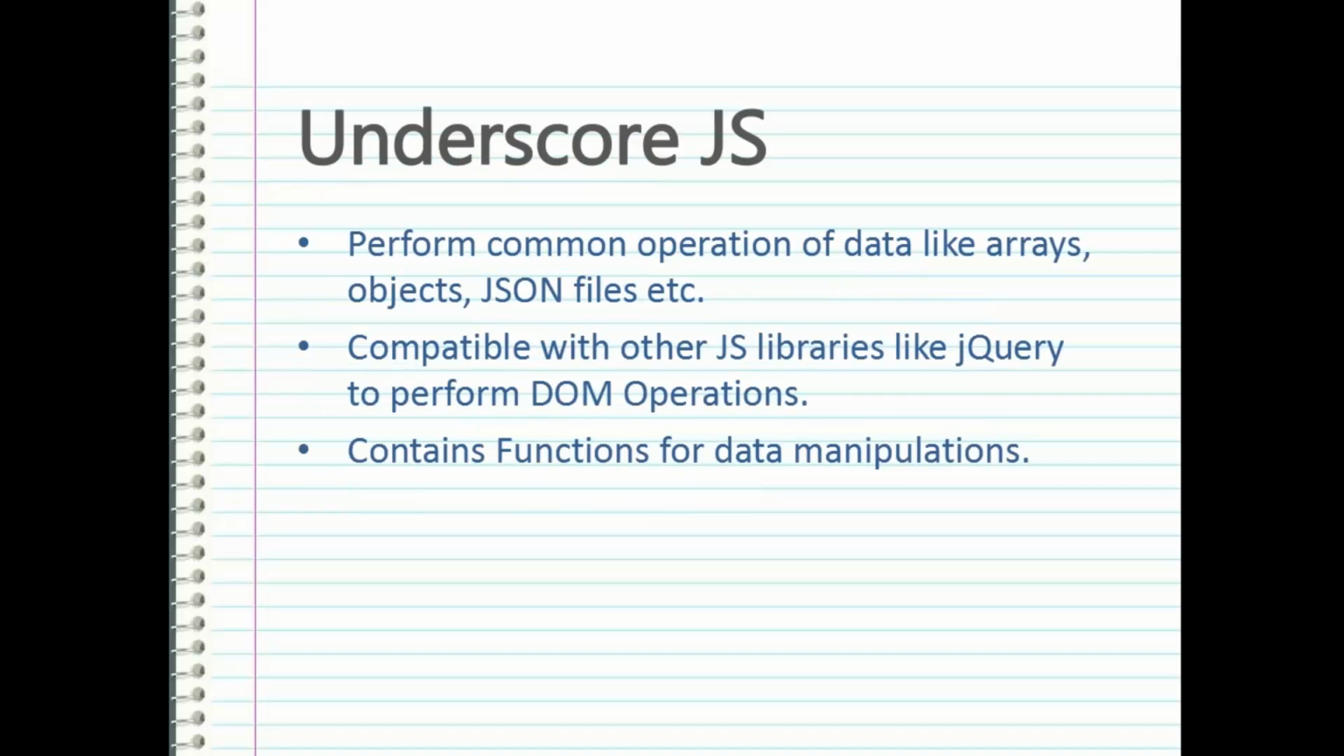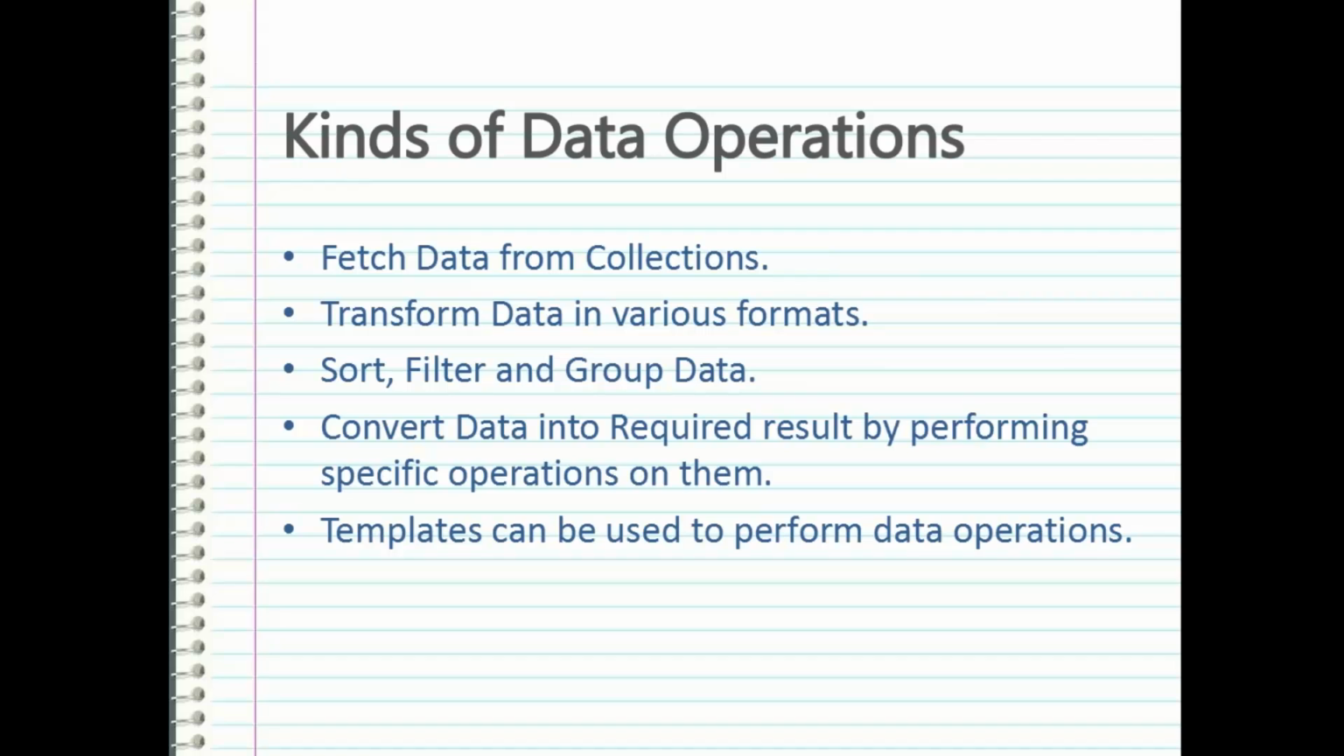So what does it do? It performs common operations on data, and data can be objects, JSON files and arrays. It is compatible with other JS libraries like jQuery to perform DOM operations. It contains functions for different kinds of data manipulations, and there are different kinds of data operations that we can do with the help of Underscore.js.